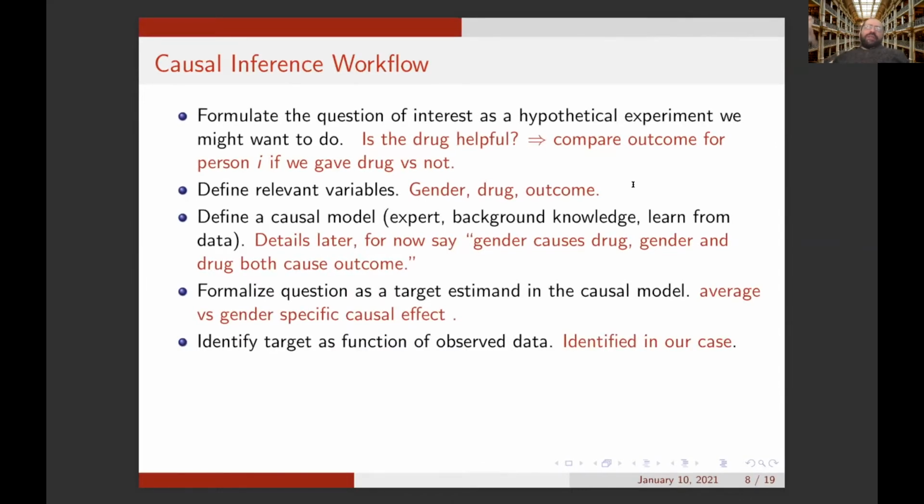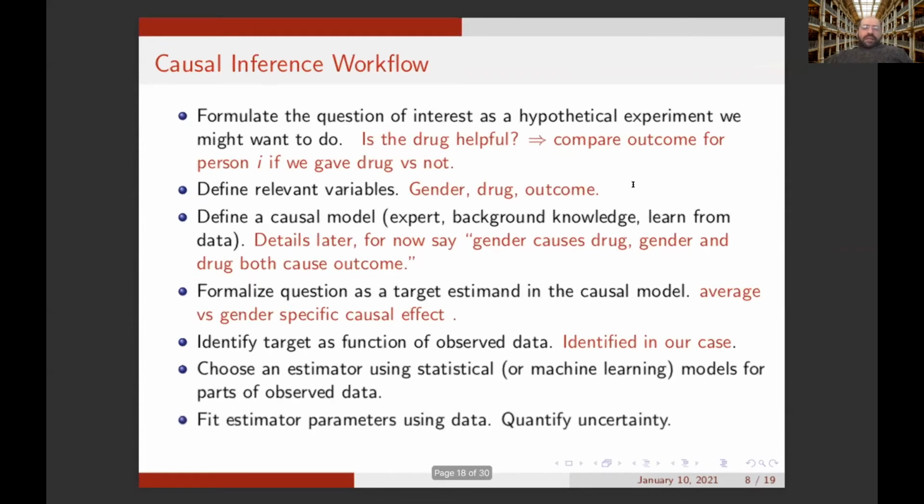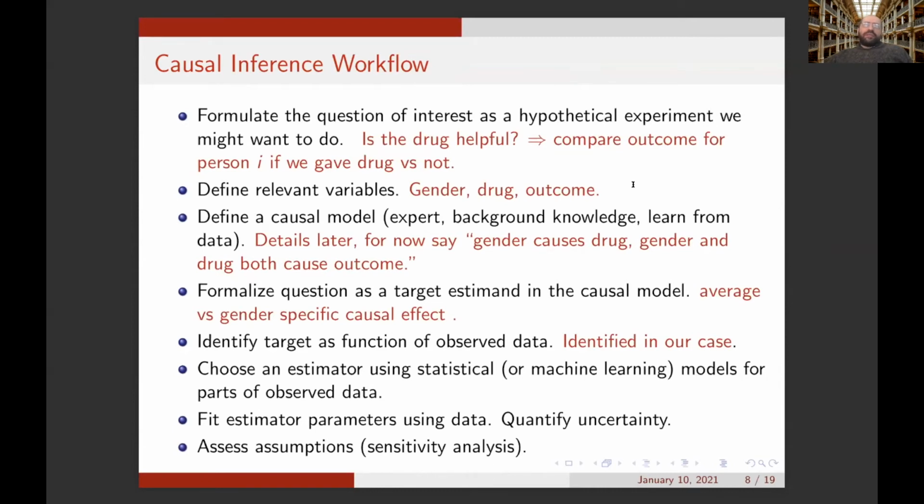And because we're interested in counterfactual parameters, we don't necessarily get data on them. So that means we need to link the parameters we're interested in with the data that we have, which is called the identification problem in statistics. And in our case, the effect is identified. And once we have an identified parameter, then it just becomes an estimation problem. And then we could pick an estimator using statistical or machine learning models, fit this estimator using data, quantify its uncertainty, report confidence intervals or credible intervals if you're a Bayesian, and assess assumptions, which is sensitivity analysis.